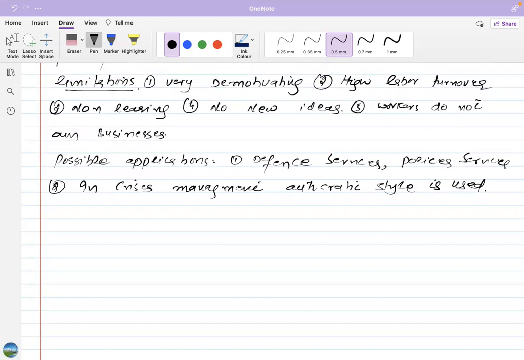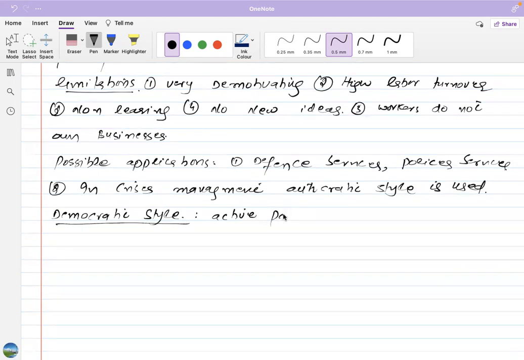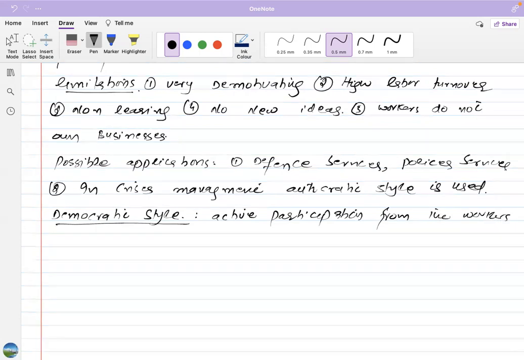The next style of leadership that we have is called the democratic style of leadership, or democratic style of management. In the democratic style of management, active participation from the workers is encouraged.